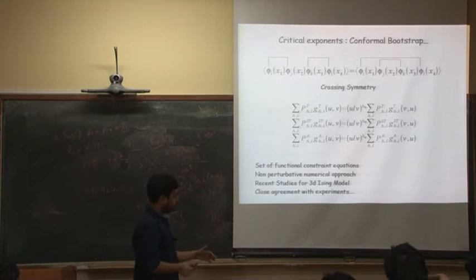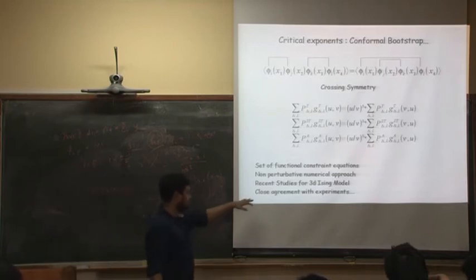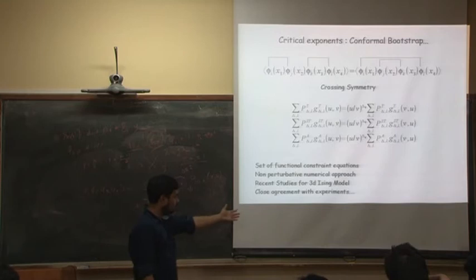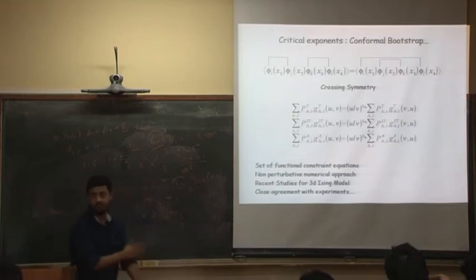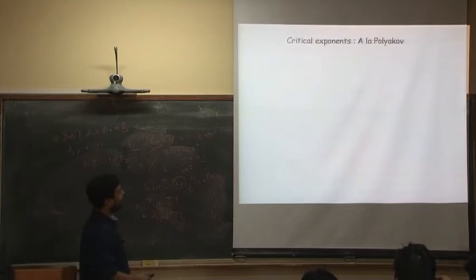So the recent papers of Poland, David Simmons-Duffin, and all the other fellows, Filip Kos is also there, and Alessandro Vichi. So they have found that whatever was available from experiments are actually in close agreement with whatever they are finding from this numerical bootstrap. And this is a completely non-perturbative way of doing it. There is no epsilon, there is nothing. You just impose consistency and grind out the results. So this is one thing.